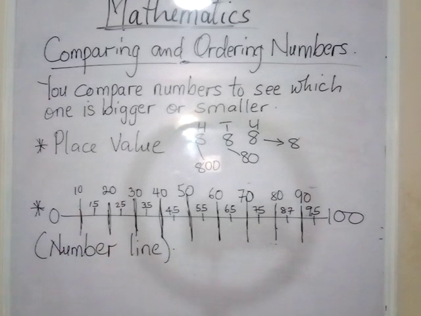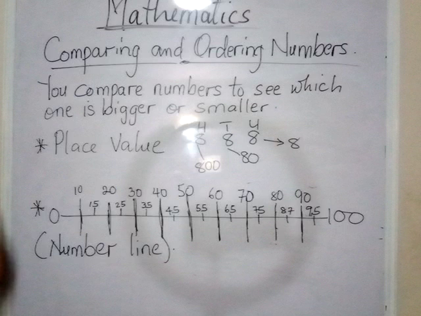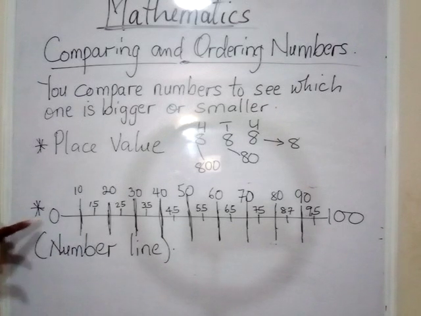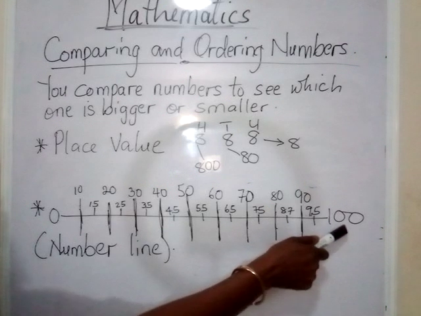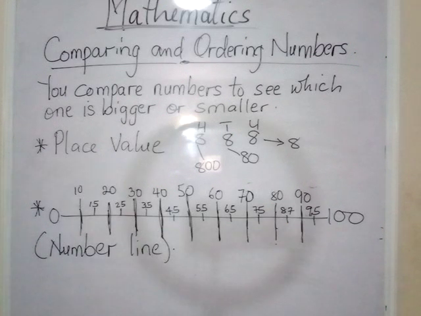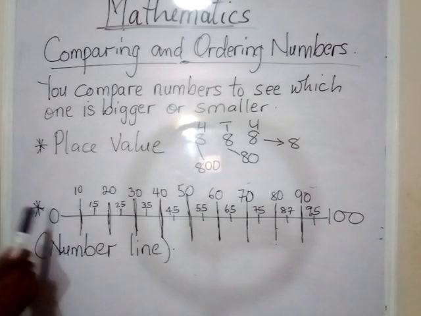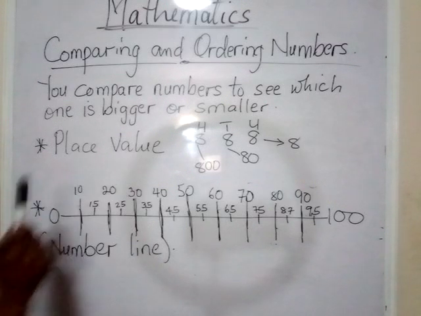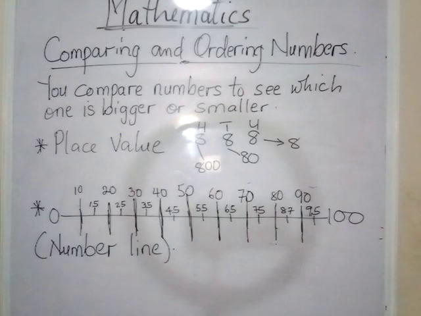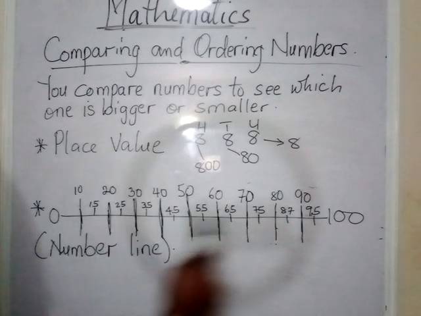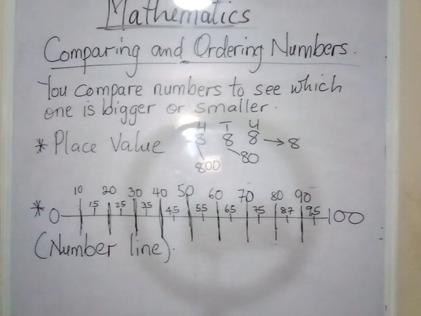Okay, this is a number line. The extreme left end here has the 0 mark, and at the extreme right end you have 100. So this number line represents all the numbers between 0 and 100. Now let's see how numbers progress from 0 to 100.